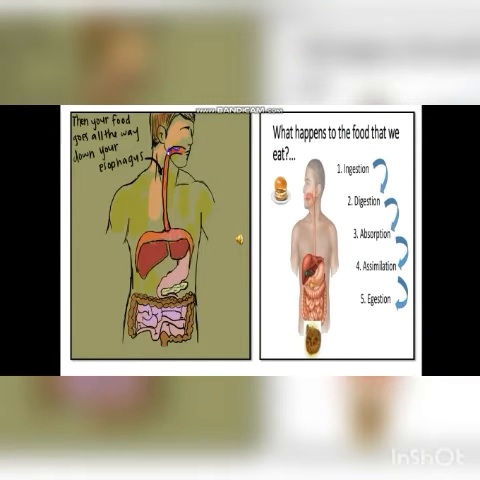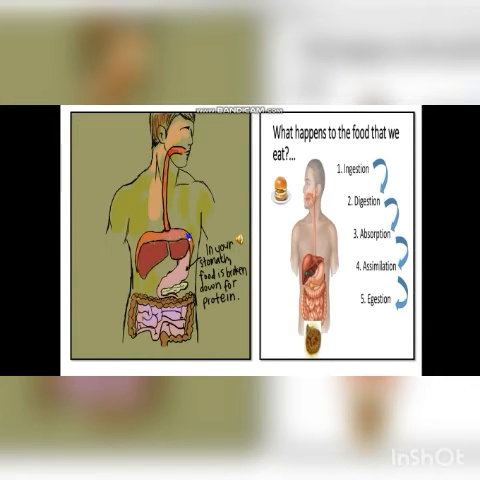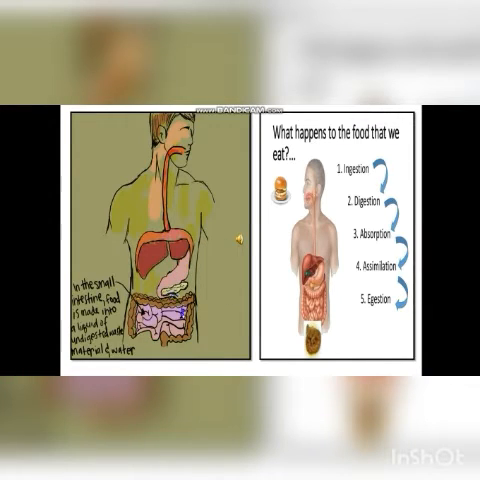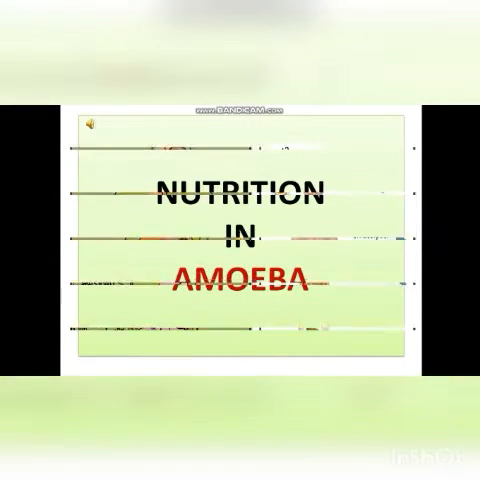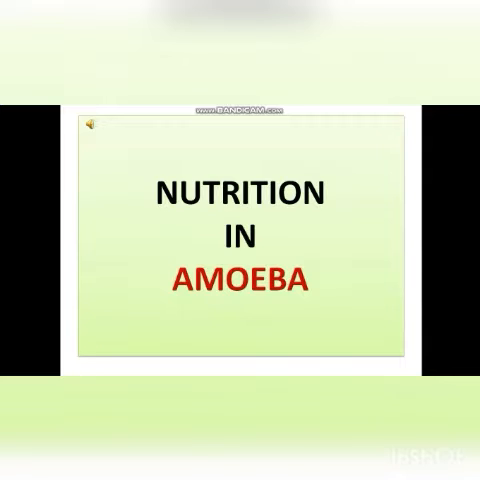So students, what happens to the food that we eat? It involves 5 steps. Those steps are ingestion, digestion, absorption, assimilation, and egestion. So students, the next topic is nutrition in amoeba, hydra, and frog. First we will study nutrition in amoeba, then hydra, and then frog.